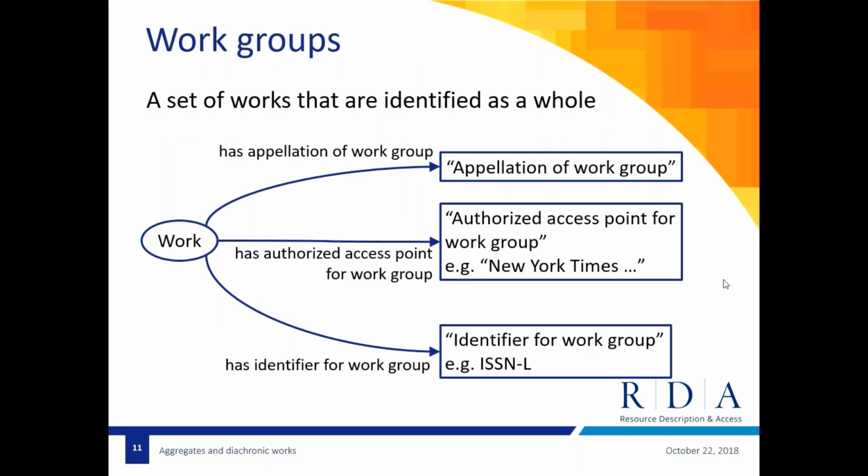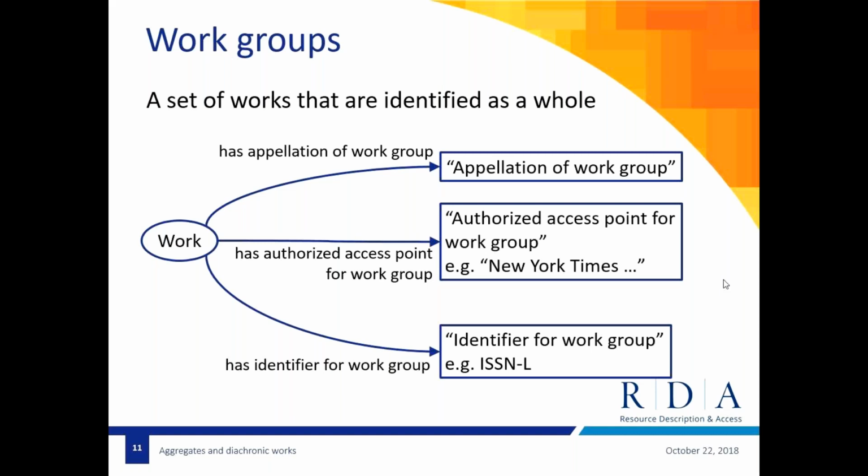But we've also introduced a new clustering mechanism. We originally called this work clusters, but then we realized that it was not the same thing as what OCLC means by a work cluster. It's very, very different. And so we relabeled it as work groups. And a work group is just a set of works that's identified as a whole. It's that simple. And how do you identify something? You give it a name or a nomen.